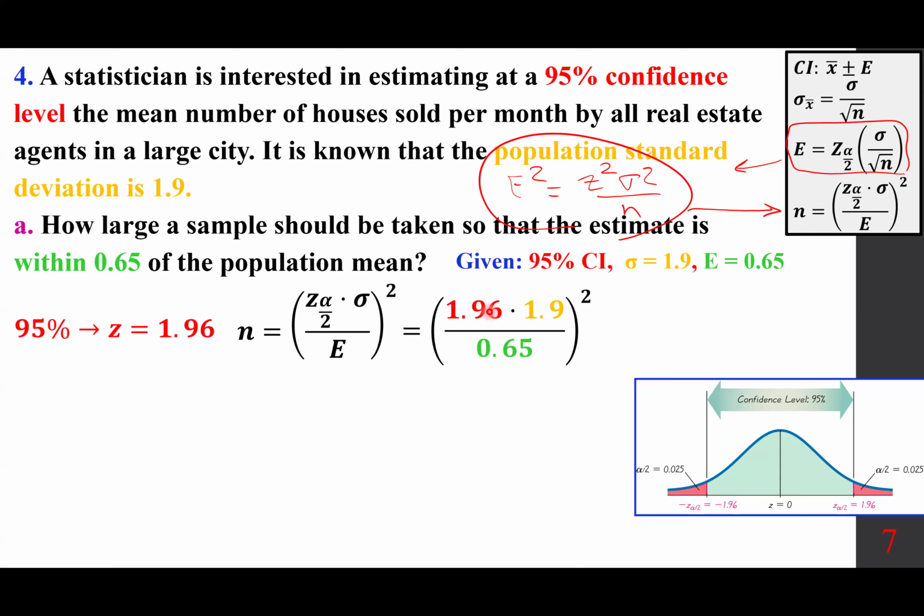(1.96) times sigma, which is 1.9, divided by 0.65 to the second power. Now, it will always be a discrete value, a whole number, and it must be rounded up. First, I want to make sure everybody understands what this means. This is the minimum sample size we need, so it will have to be rounded up. Whether it's 32.8 or 32.1 makes no difference. You round it up to 33.